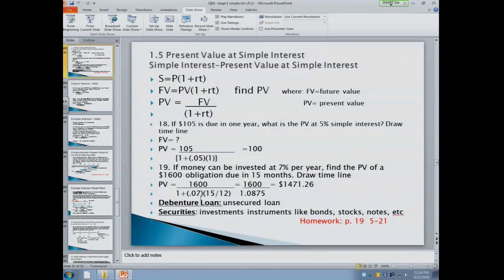By the way, you should keep track of vocabulary words like debenture loan, an unsecured loan. That's a personal loan. A secured loan would be like an automobile loan, because if you don't pay, they can repossess your automobile. Or a mortgage is a secured loan. If you don't pay, they take your house. Securities, investments like bonds, stocks, notes, and we're going to talk about notes a lot in the next few slides.